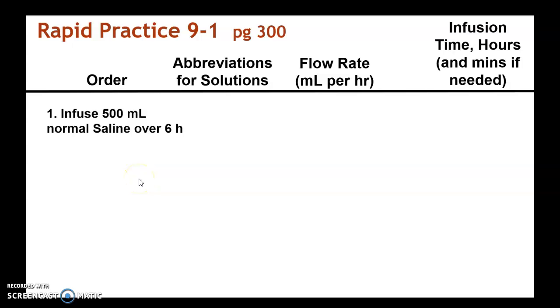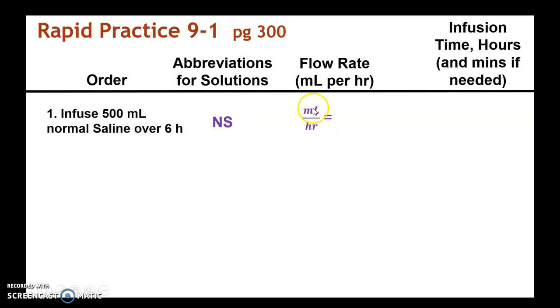Okay, number one is asking us to infuse 500 milliliters of normal saline over 6 hours. So this first column is the order, and then it's asking us for the abbreviation for the solution. So it's asking for the abbreviation of normal saline. That's going to be an NS. Then we need to figure out what is the flow rate in milliliter per hour. So we need to know milliliter per hour. That's our desired answer, right?